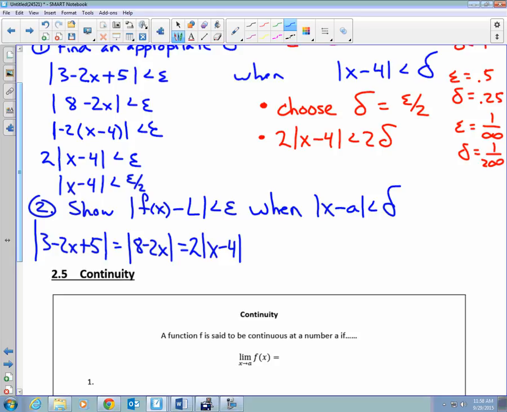So now I can substitute in my inequality sign, right? That's less than 2 delta. Well, I don't want a delta. I want an epsilon. So what do I substitute in for delta? Epsilon over 2. 2 times epsilon over 2. Epsilon.